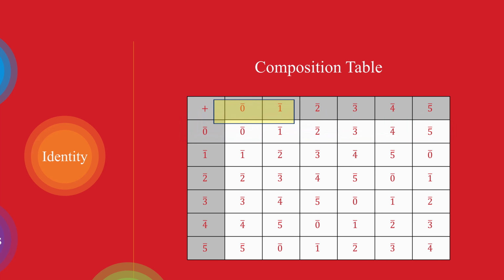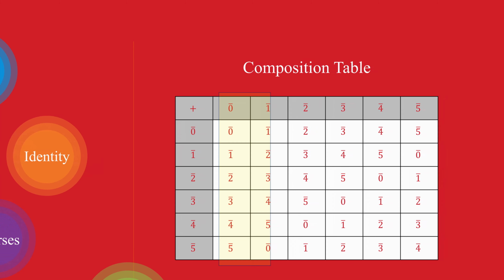On the same lines, we have a column corresponding to the column header. It is this one. So we have that 0 plus 0 is 0, 1 plus 0 is 1, 2 plus 0 is 2, 3 plus 0 is 3, 4 plus 0 is 4, 5 plus 0 is 5. Again, adding 0 from the right doesn't make a difference. Thus, we can conclude that 0 is the identity element.